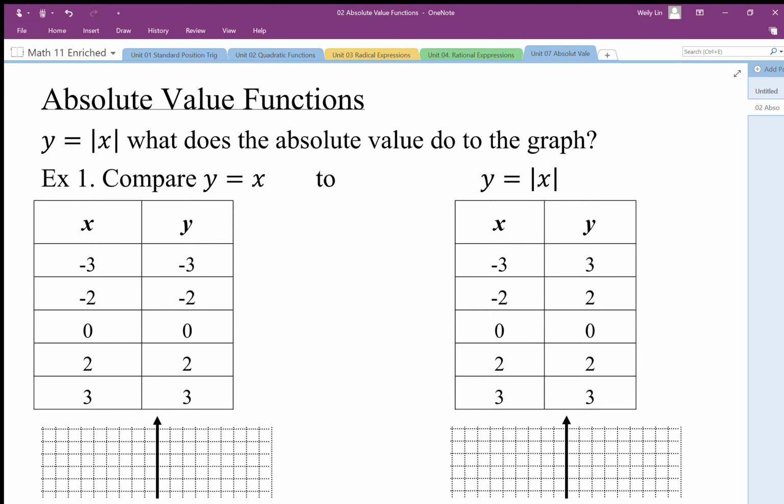What does absolute value do to the graph? So absolute value changes positives to positives and negatives to positives. So what does it do when we apply the absolute value, and what does it look like on the graph?